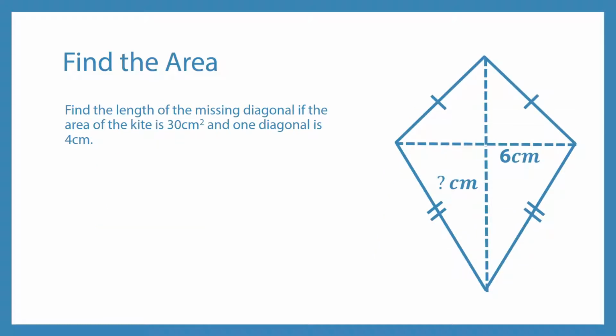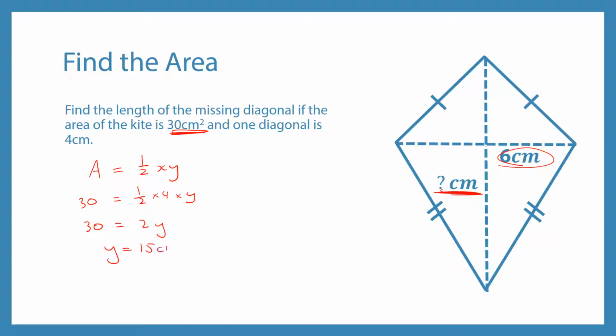Now with a kite. This time we've been given one diagonal's length, but we don't know what the other one is. And we have the overall area. So we just use our formula. Area of a kite is a half xy. We substitute in the area, which we have. And we have the x, but we don't have y. So then we get 30 equals 2y. So y is going to be 15 centimeters.